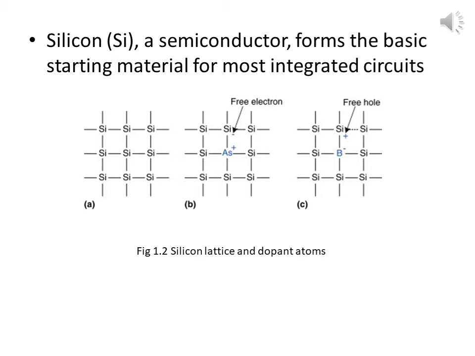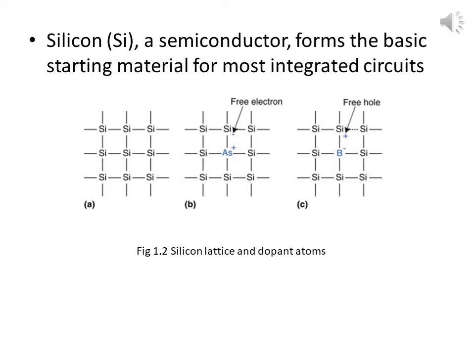A dopant from group 5 of the periodic table, such as arsenic, has 5 valence electrons. It replaces a silicon atom in the lattice and still bonds to 4 neighbors, so the fifth valence electron is loosely bound to the arsenic atom. It is as shown in figure B.